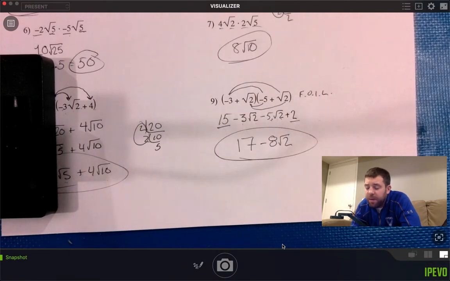Okay, hey, everybody, that's simplifying radicals in a nutshell.